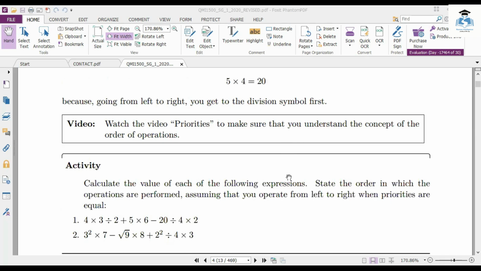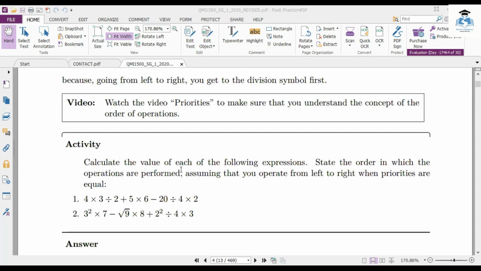So now it says calculate the value of each of the following expressions, state the order in which the operations are performed, assuming that you operate from left to right when priorities are equal. Okay, so remember BEMDAS. This expression first, you start from left to right, then you move on to this, you move on to this.